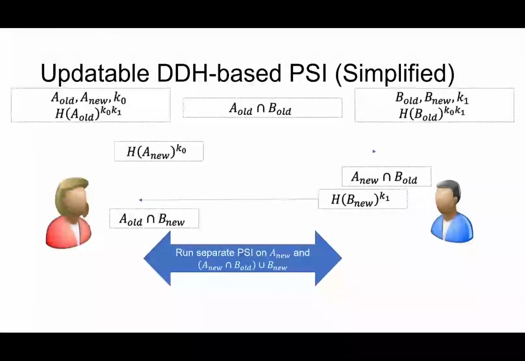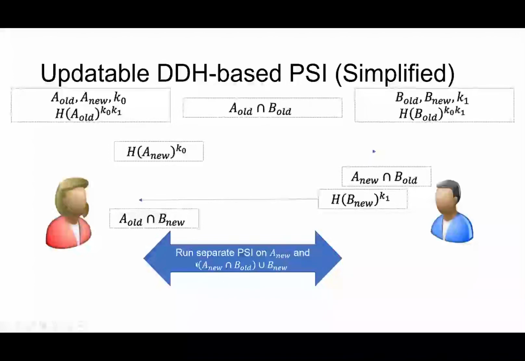Now, Alice wants to learn A new intersection with the whole B set. Naively, she can run a separate PSI on A new and the whole B set, but this will incur communication linear in the size of B. We will not accept that, but we have an observation here. Bob already knows A new intersection with B old, so he can replace the B old set with this A new intersection with B old. That will not change the result because it's intersecting with A new.